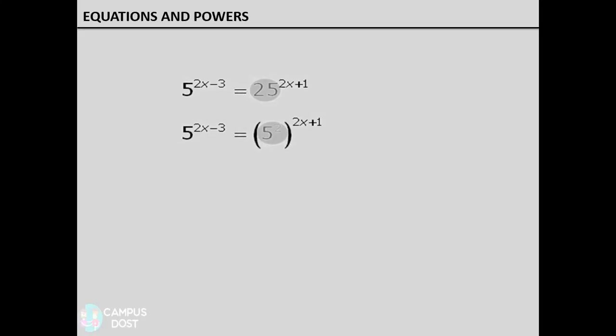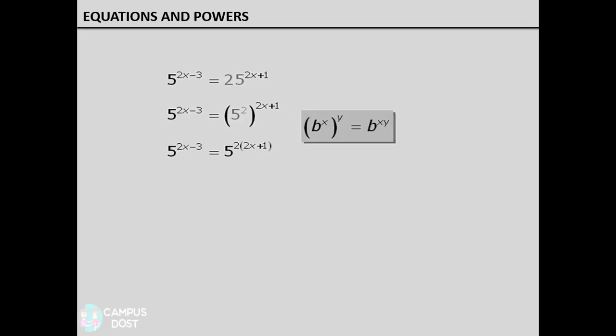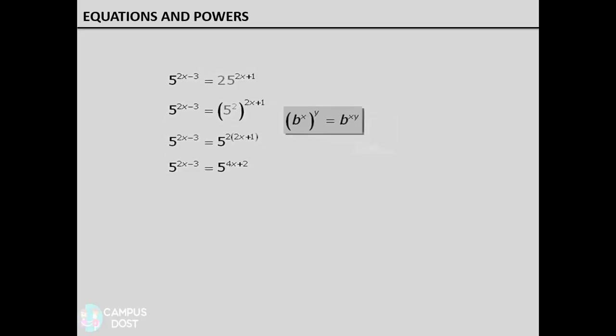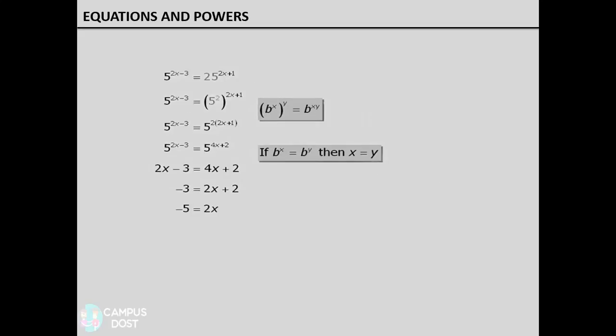Now let's simplify the right-hand side. Since we have a power of a power here, we can apply the power of a power rule to see that the right-hand side simplifies as follows. We can now expand the exponent on the right-hand side. And now that our bases are equal, we can apply our rule here to see that the exponents must be equal. To solve this equation for x, we'll first subtract 2x from both sides, then subtract 2 from both sides, and then divide both sides by 2 to get x equals negative 5 halves.